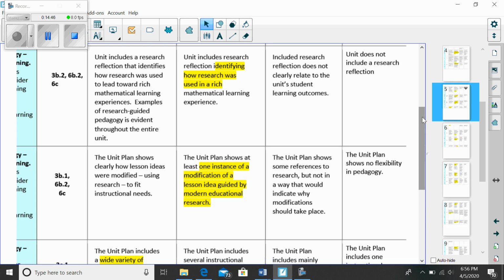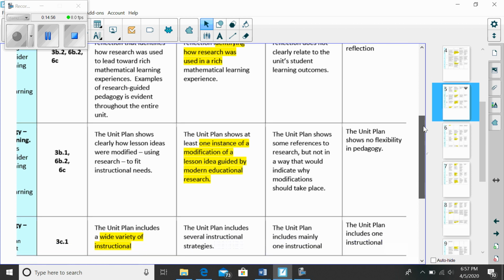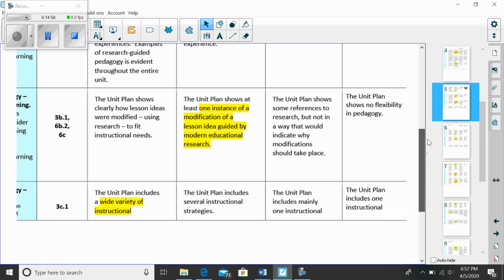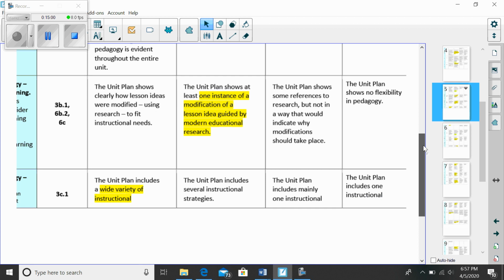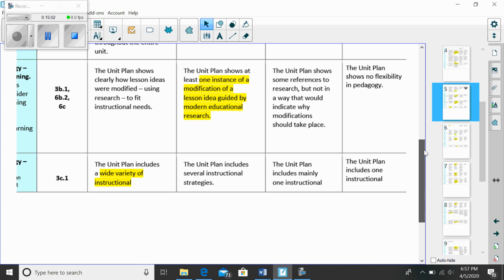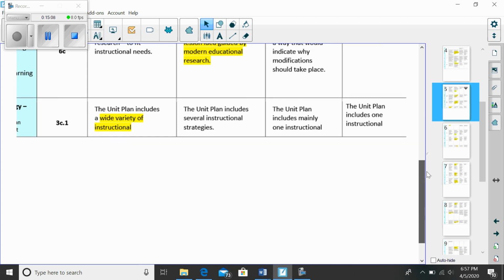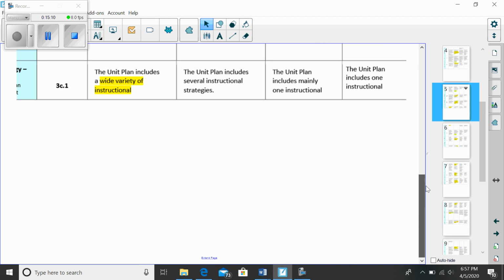So the term research here is used a little bit more loosely than it was in the research project, where your research article actually had to be based upon a study. When it says research, it basically means anything that's published by a reputable source can be considered a research article. Okay, so next line, unit plan includes a wide variety of instructional strategies.